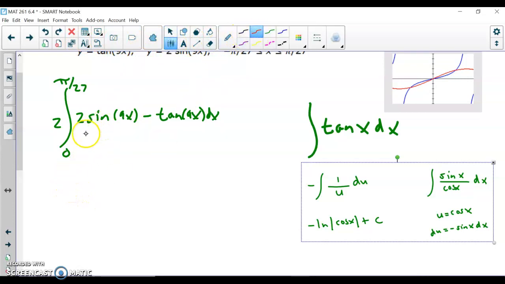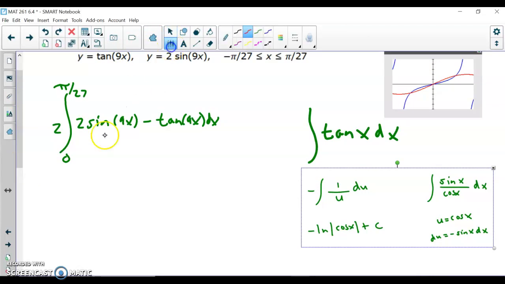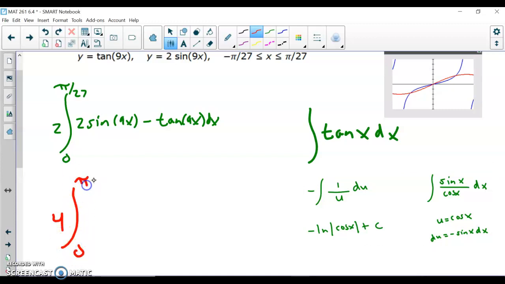So let's integrate these separately. You wouldn't normally necessarily have to do these separately, but let's do them one by one. I'm going to start off with this 2 here. Tell you what, I'm even going to distribute the 2 in for now. So when we integrate this first term, we're working with 4, and then we've got sine 9x dx.